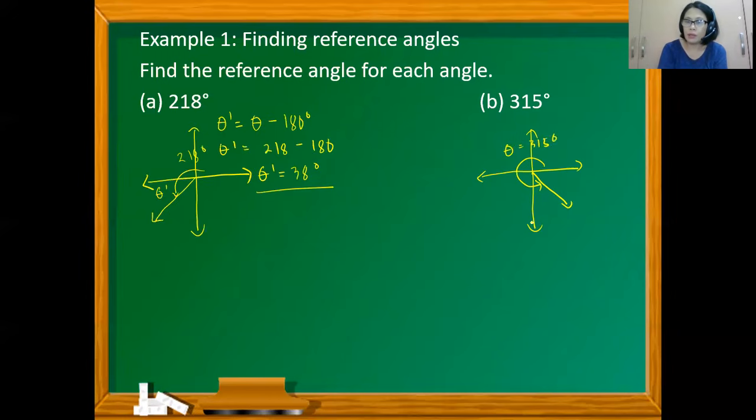So theta with terminal side on quadrant 4 will have a reference angle equal to 360 less theta. So the reference angle is 360 less 315. So the reference angle here is equal to 45 degrees, which is again a positive acute angle made up of the terminal side of angle theta and the x-axis.